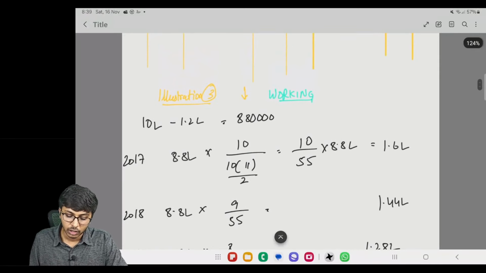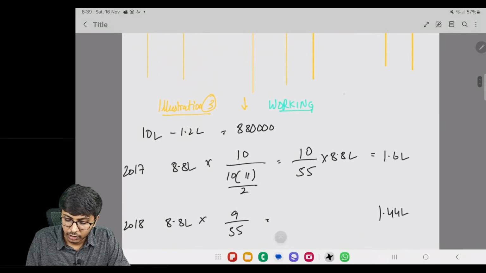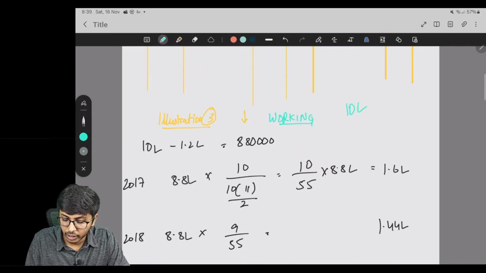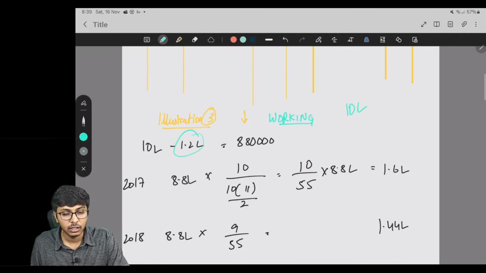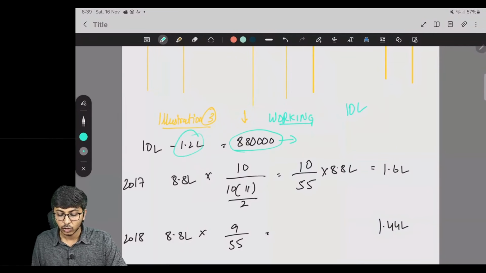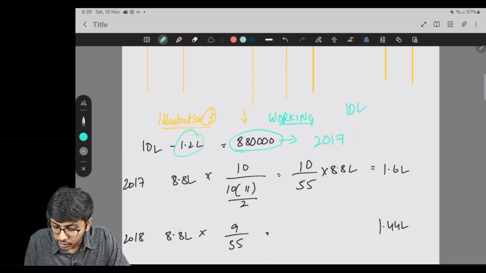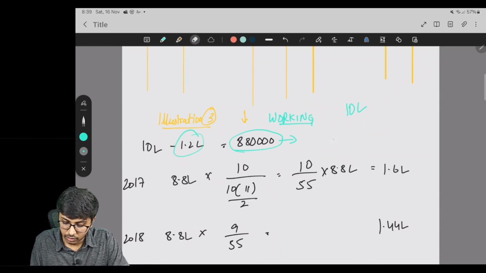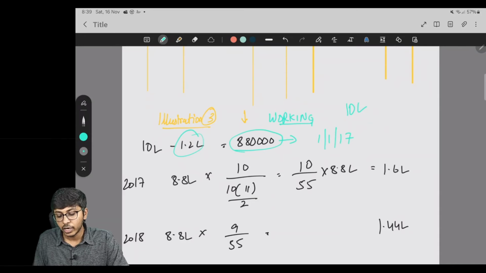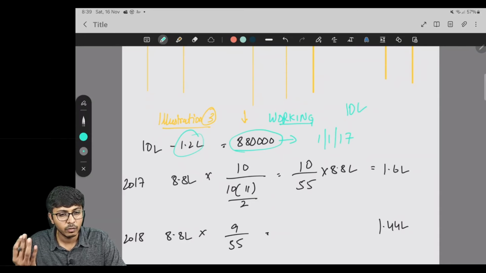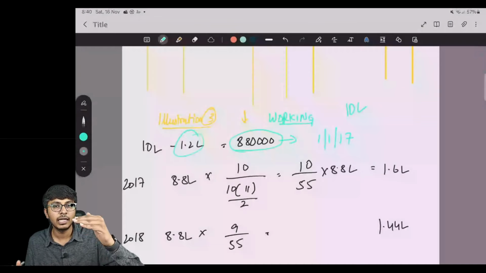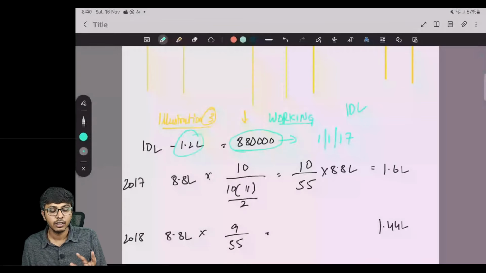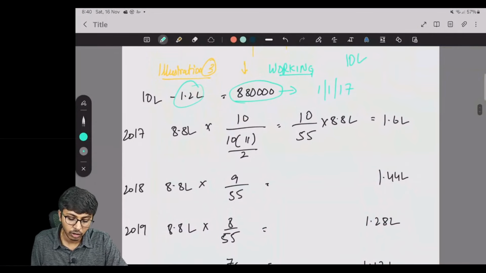What they have told, we bought the asset for how much? 10 lakhs, minus 1.2 lakhs is the scrap value. So what is the depreciable amount? Depreciable amount is 8 lakh 80. So in which year we bought? We bought in 2017, that too 1st January, correct? 1st January 17. Now you should provide depreciation for 17, 18, 19, 20 and 21 to arrive at the opening balance for 22, correct?